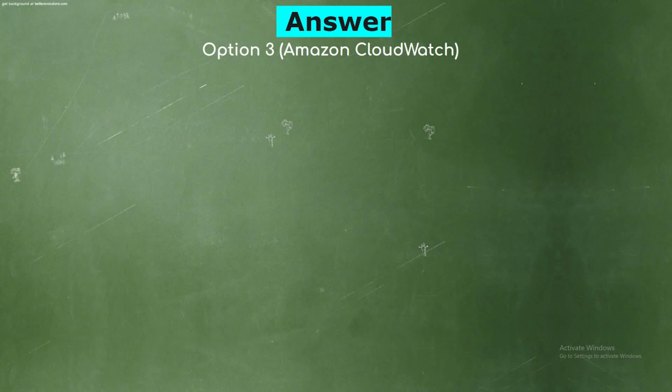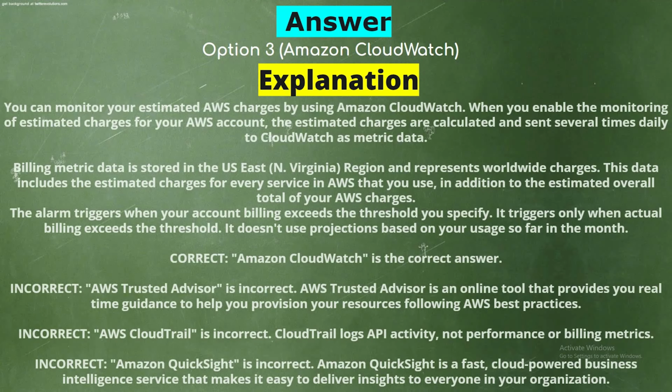Amazon CloudWatch. Explanation. You can monitor your estimated AWS charges by using Amazon CloudWatch. When you enable the monitoring of estimated charges for your AWS account, the estimated charges are calculated and sent several times daily to CloudWatch as metric data. Billing metric data is stored in the US East, North Virginia region and represents worldwide charges. This data includes the estimated charges for every service in AWS that you use.